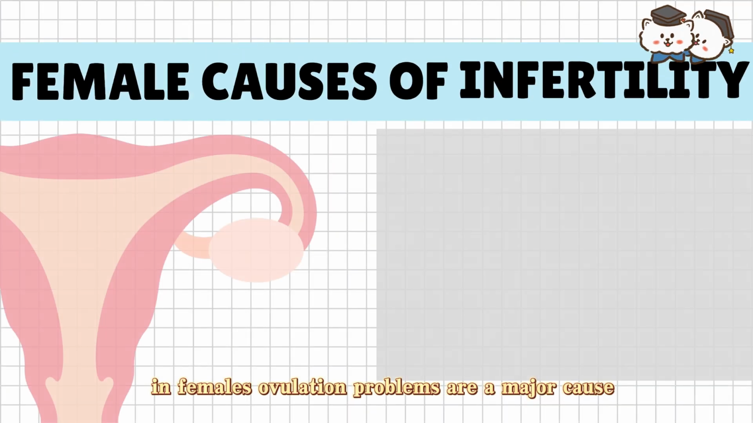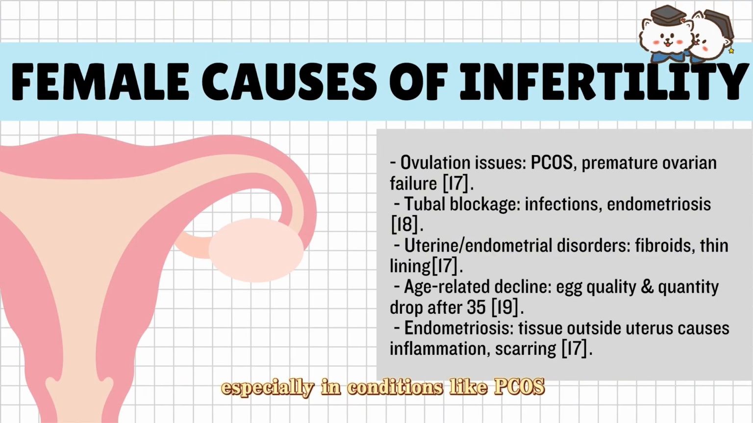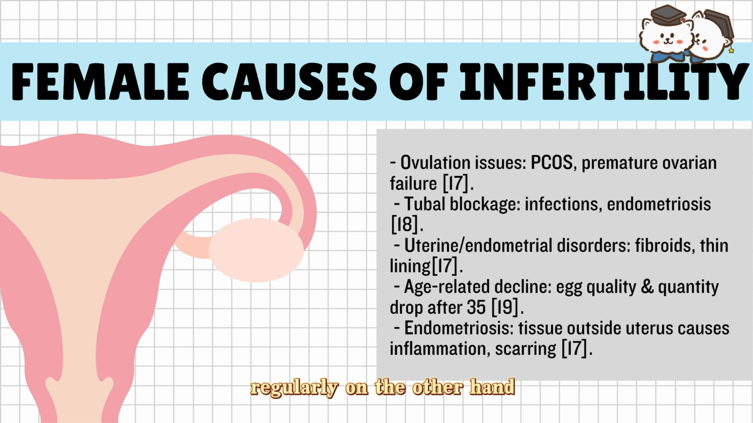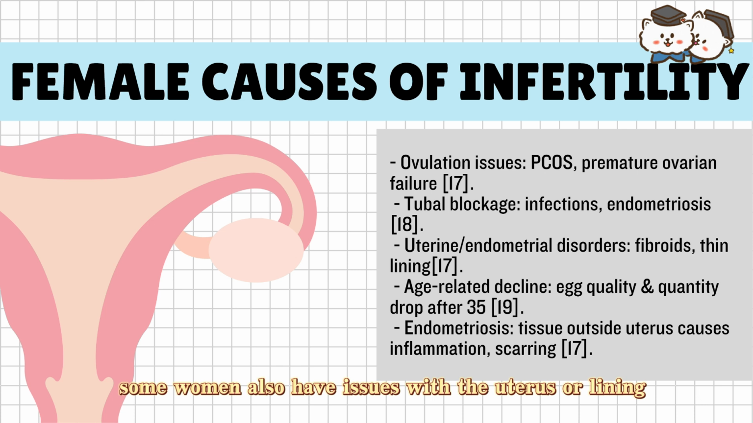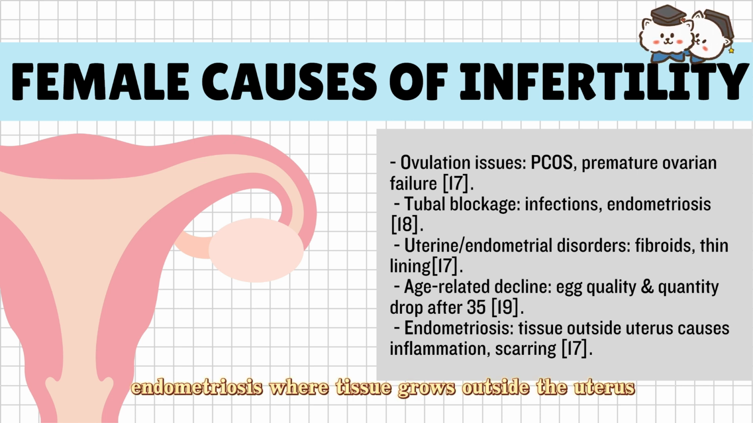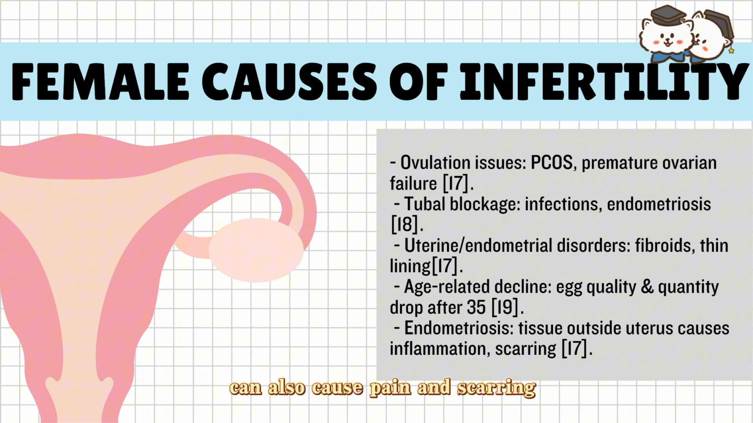In females, ovulation problems are a major cause, especially in conditions like PCOS, polycystic ovarian syndrome, where eggs are released irregularly. On the other hand, blocked fallopian tubes, often caused by infections or endometriosis, can stop the egg and sperm from meeting. Some women also have issues with the uterus or lining, such as fibroids or a thin endometrium, which can make it harder for the fertilized egg to implant. Moreover, endometriosis, where tissue grows outside the uterus, can also cause pain and scarring that interfere with fertility.